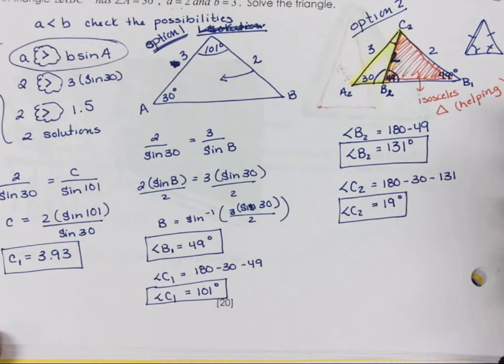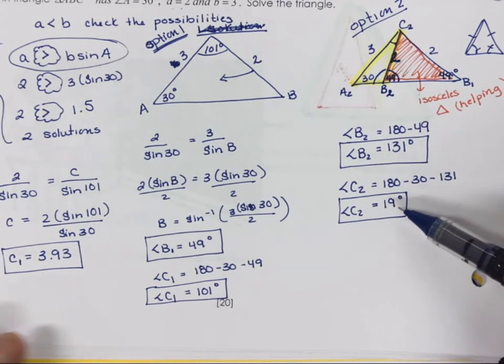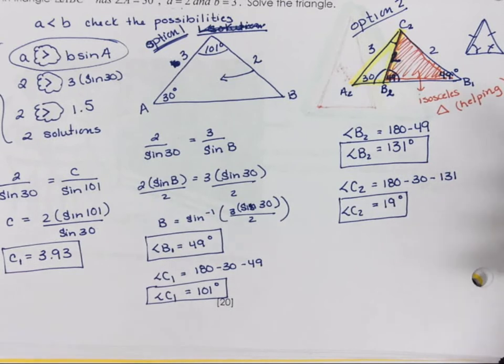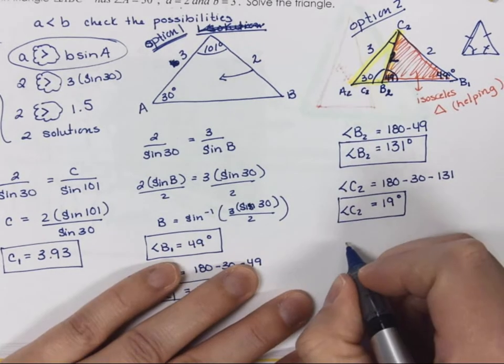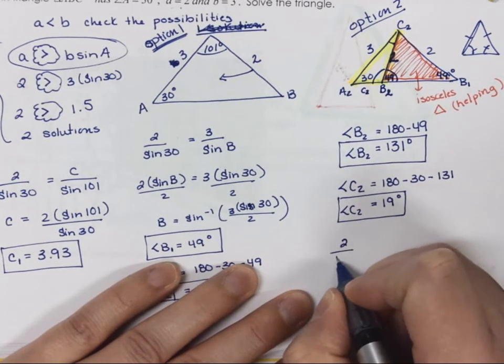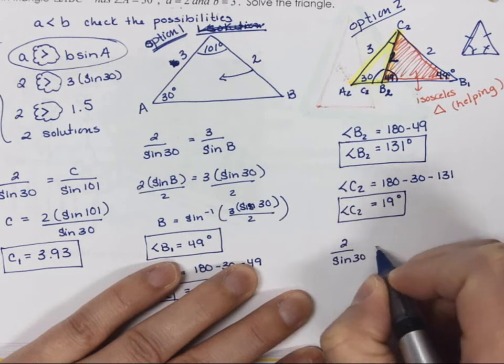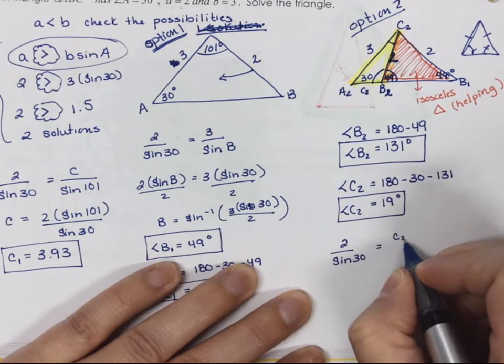So now we're going to do sine law to solve for our side C2. So I'm still going to use my set 2 and sine 30. And I'm going to solve for side C2 over sine of 19. And I'm going to go ahead and cross multiply that in my head.